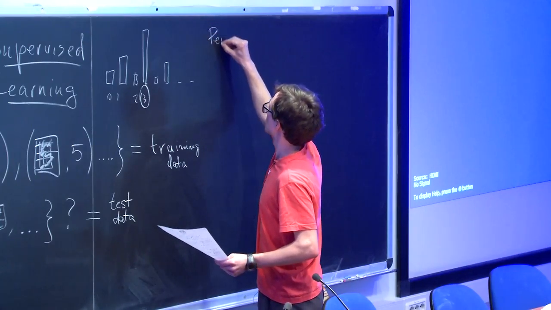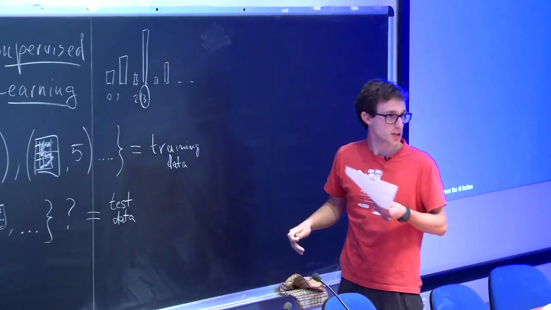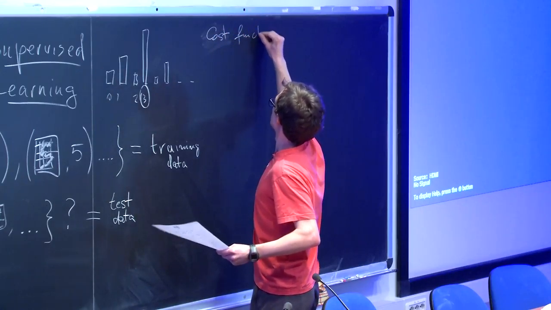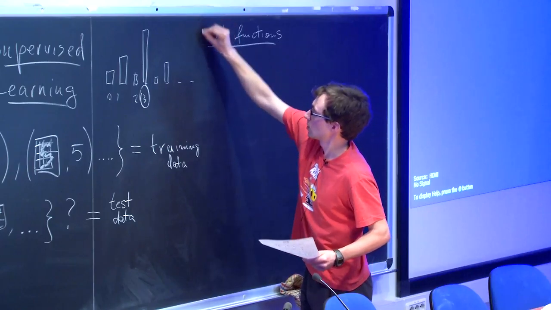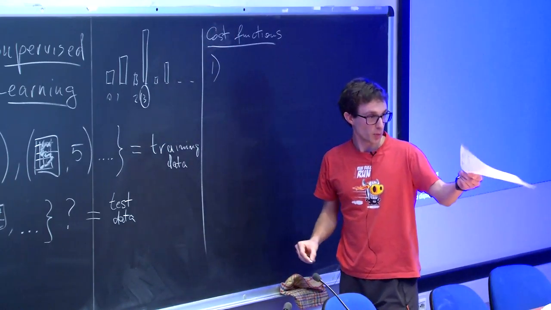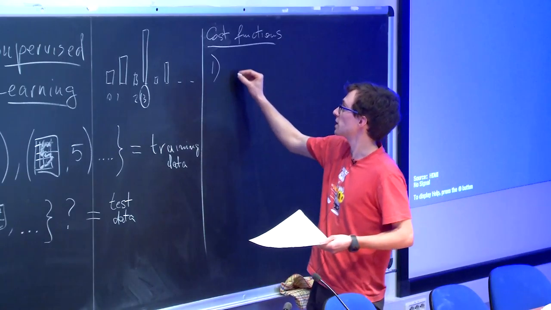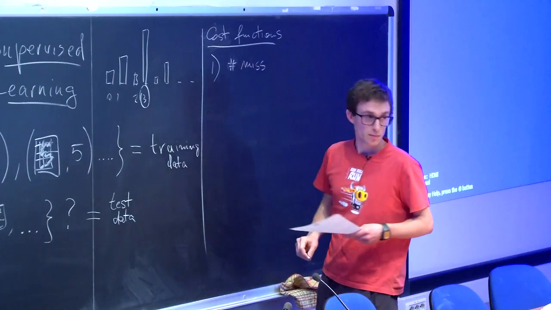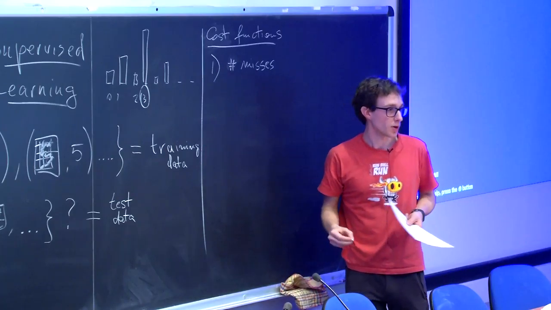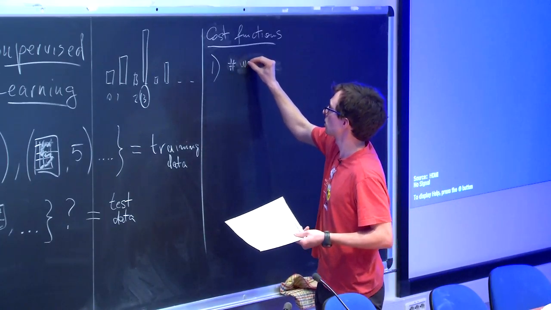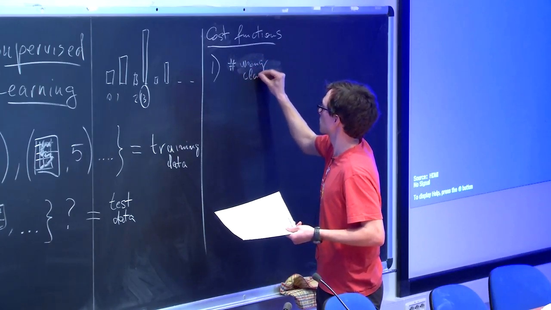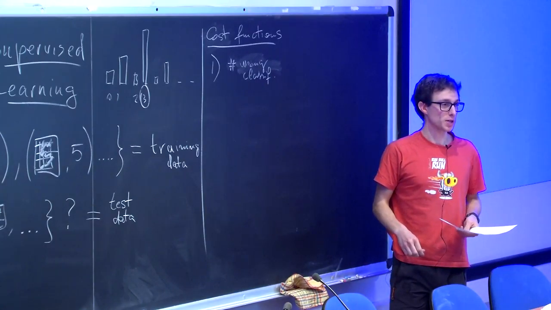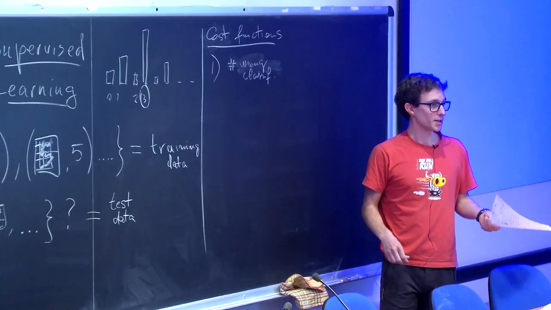Let's say performance function. Well, let me phrase it in terms of cost. So cost function. One proposal by Alessandro: the number of misses, okay? So number of errors, number of wrong classifications, right? This is a good measure of performance, but it turns out to be not efficient to train the network. Any other ideas?